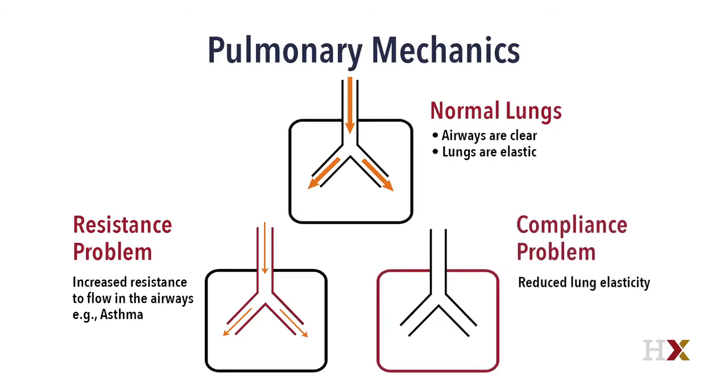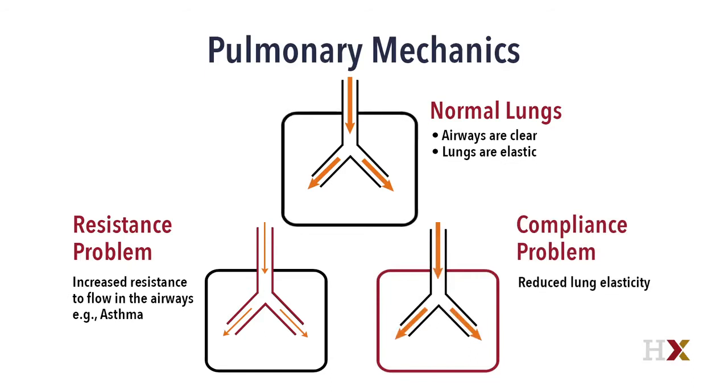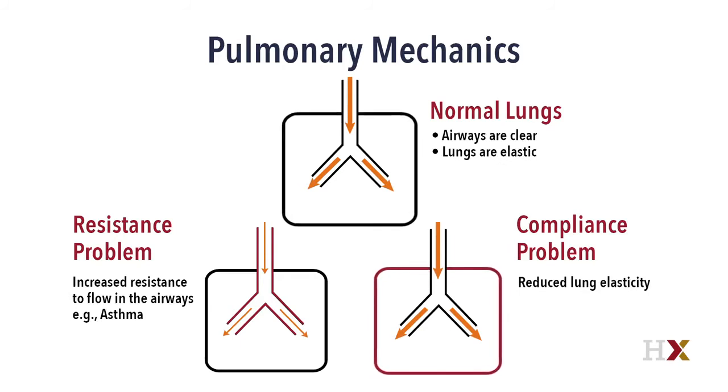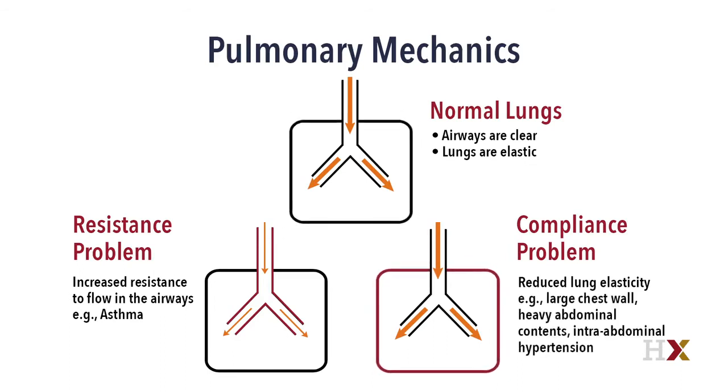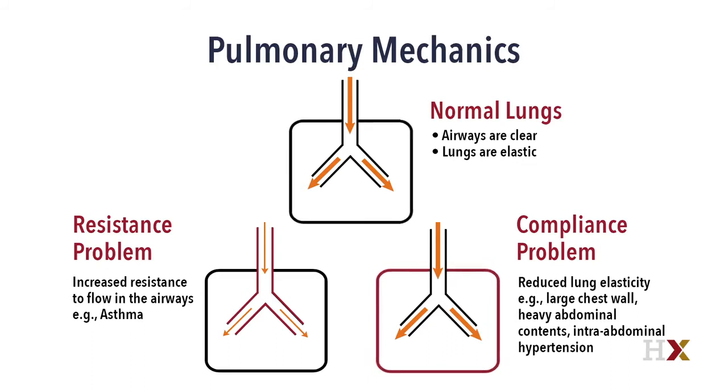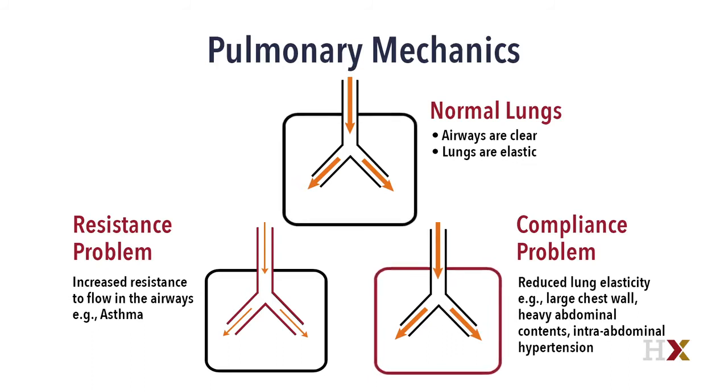Conversely, there are patients who have compliance problems. Their airways are fine, they have no problem with flow, but the lungs themselves are stiff, they're edematous, they don't inflate very easily. Those are patients who have a compliance problem. You can also see compliance problems in patients who have a large chest wall, heavy abdominal contents, intra-abdominal hypertension, anything in the pulmonary system that creates that heaviness in the lungs or the chest wall will lead to a compliance problem. We can use the ventilator to help us determine whether a patient has more of a resistance problem or a compliance problem, or sometimes both.